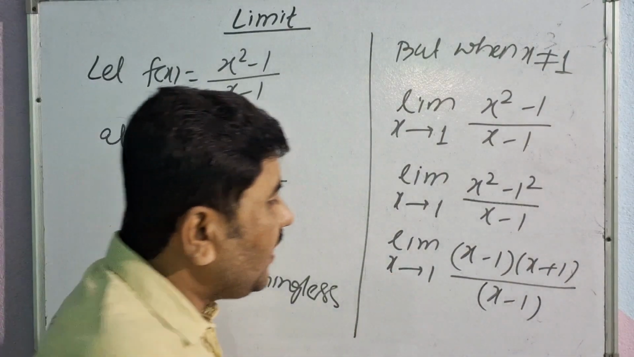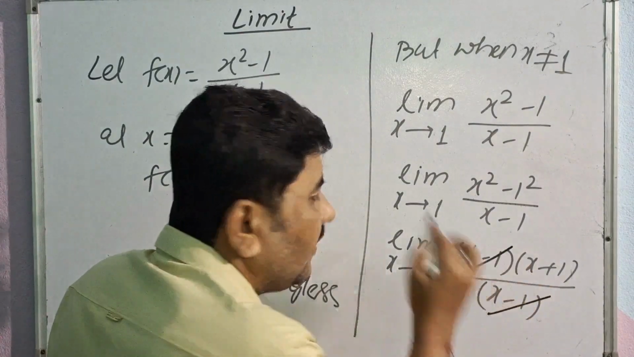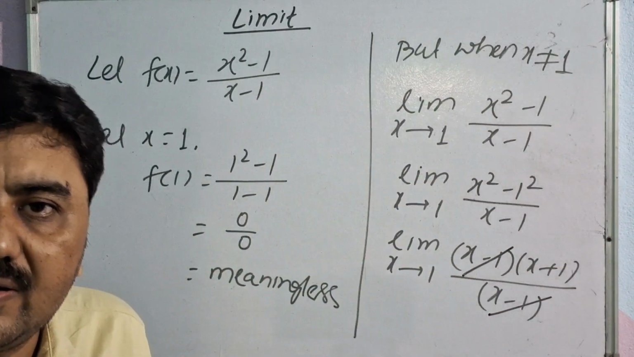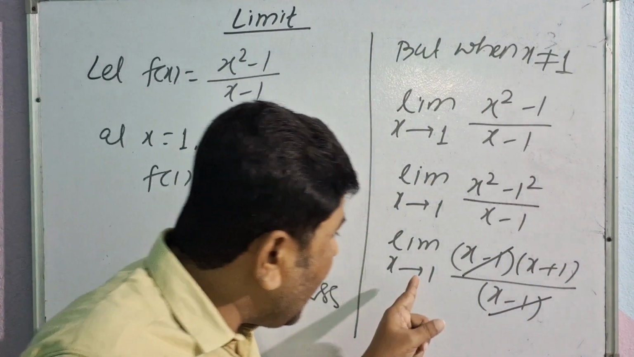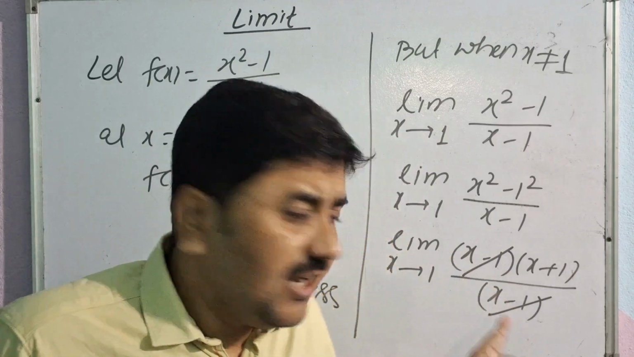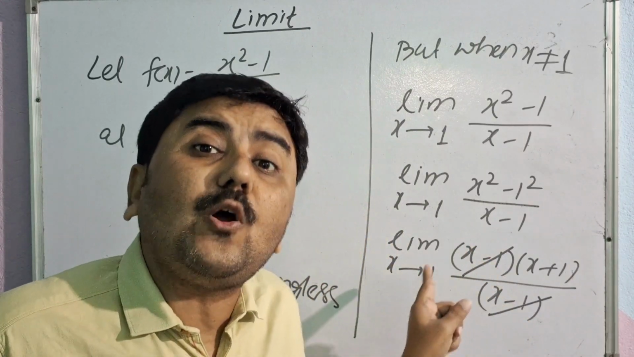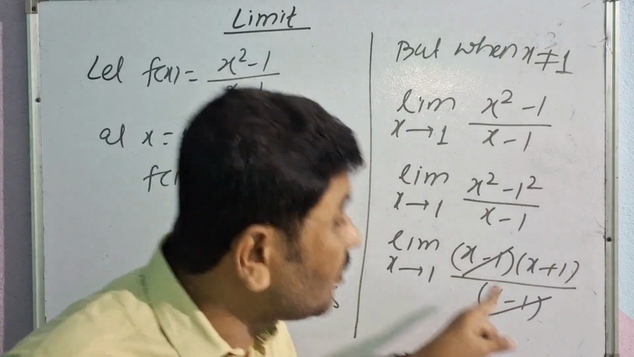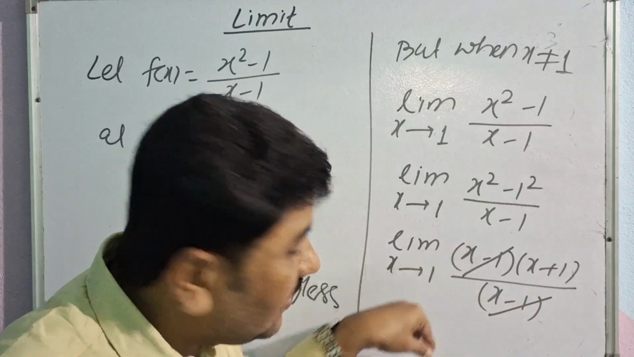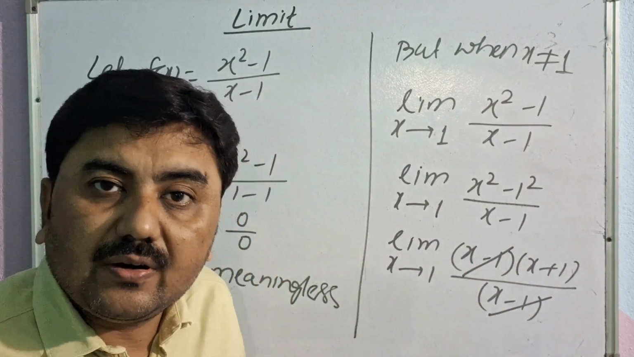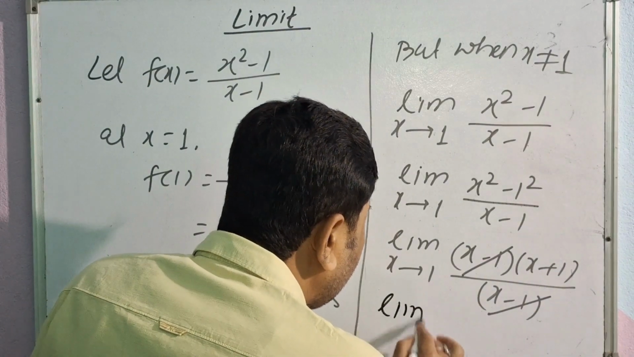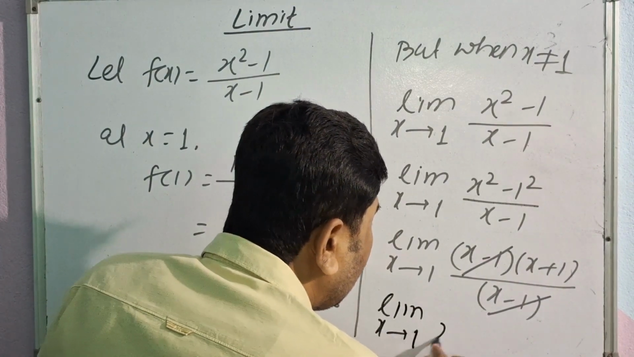Here we can cut these two parts, x minus 1 and x minus 1, from numerator and denominator, because here x is not exactly 1. It is approximately equal to 1. Hence, x minus 1 is approximately equal to 0. Hence, we can cut these both numerator and denominator. Understand? Now it is limit x tends to 1, x plus 1.